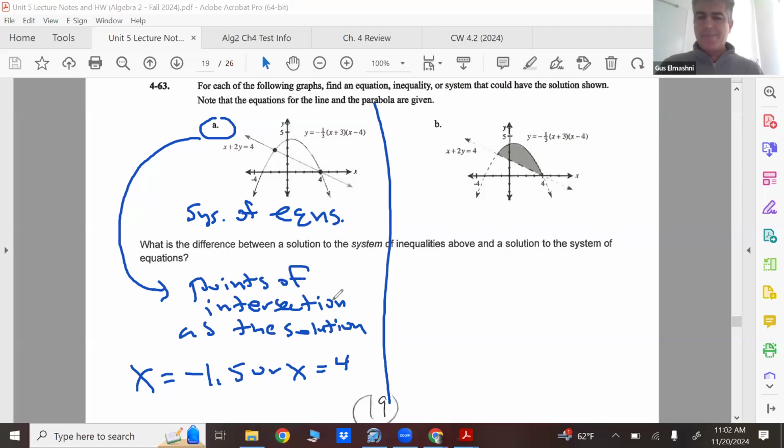But that's okay. We're just trying to illustrate the difference between that and the inequality. So here on the right side, that's what we call a system of inequalities instead.